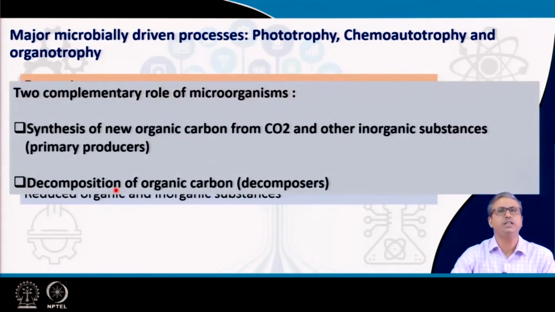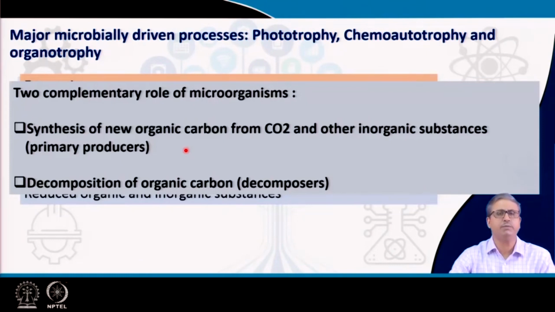Now, apart from these three inputs or sources, two complementary roles of microorganisms can be clearly identified in any ecosystem or habitat. One is the synthesis of new organic carbon from the carbon dioxide and using other inorganic substances. This is the role of the primary producers. Mostly in the case of a microbial ecosystem, higher plants or green algae might be there or might not be there. Some ecosystems could be solely populated by bacteria and archaea, but still there could be many bacteria that are chemoautotrophic or photoautotrophic.